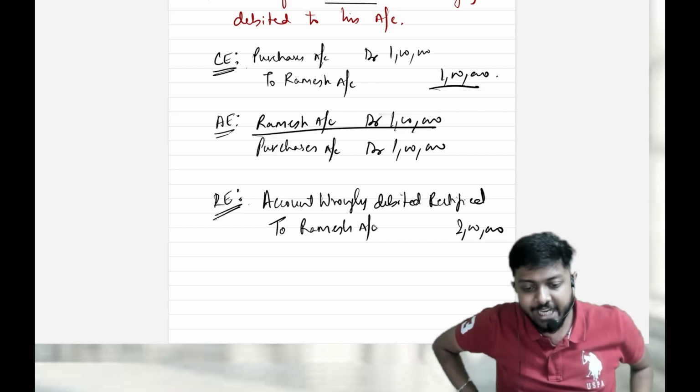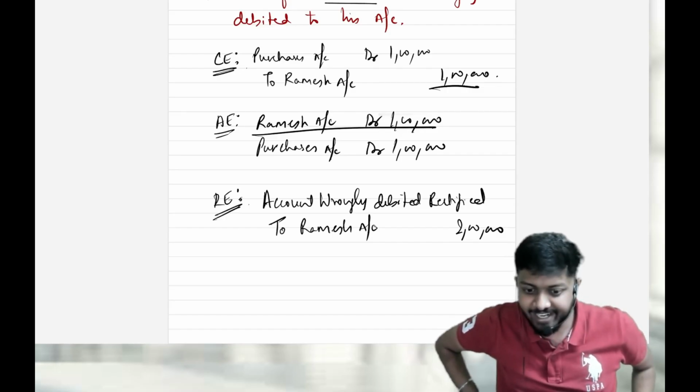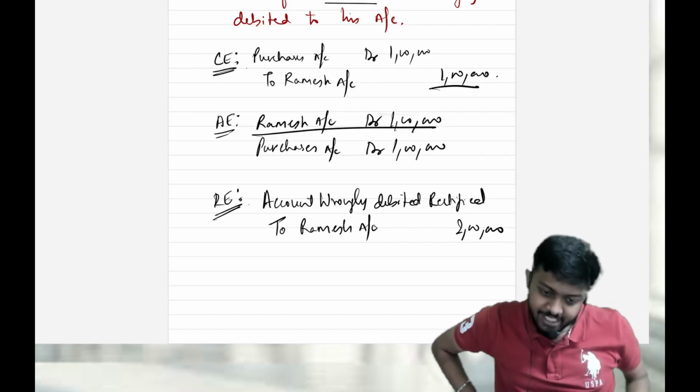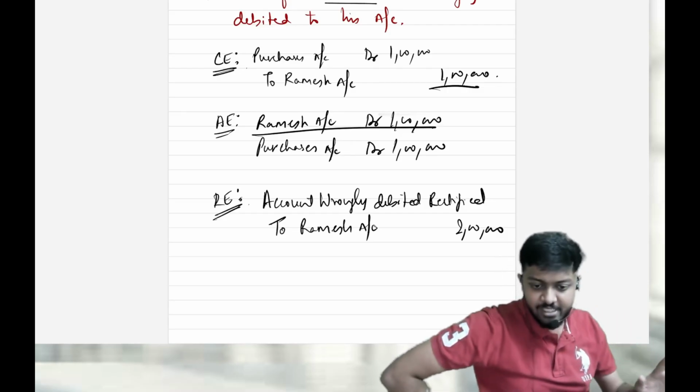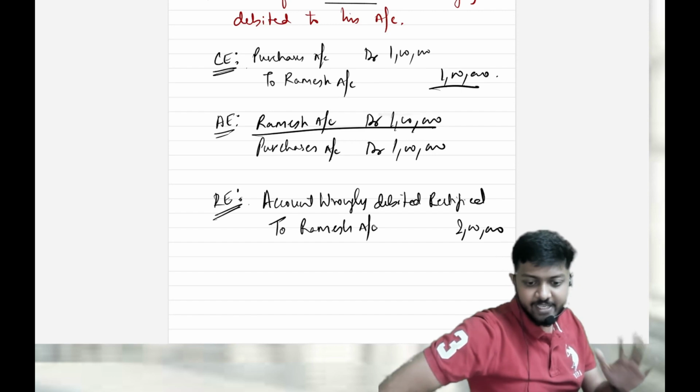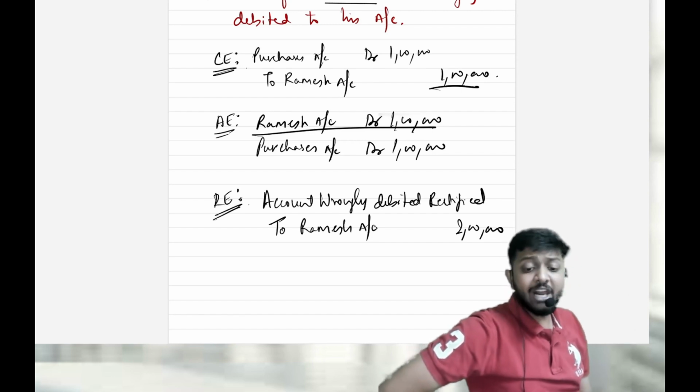A one-sided error cannot be rectified with a two-sided journal entry. So this is the situation. If you find out this error before trial balance, this is how you rectify. Just credit Ramesh account by putting that reason. Sir, after trial balance, what to do?